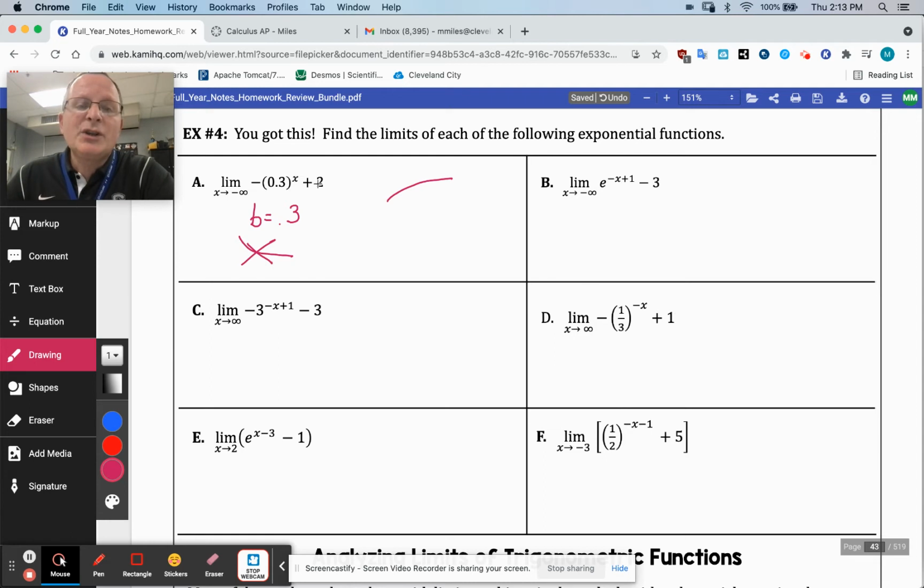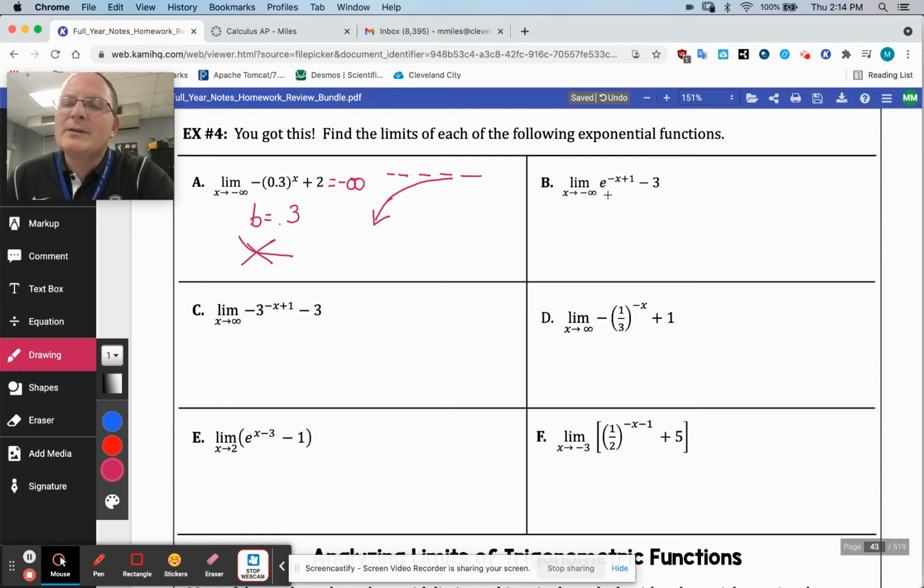Now the question on this one was what's happening as you approach negative infinity. If it was positive infinity, that would start heading towards our horizontal asymptote. But since it's not doing that, it's asking us to go to the left. This one is negative infinity.